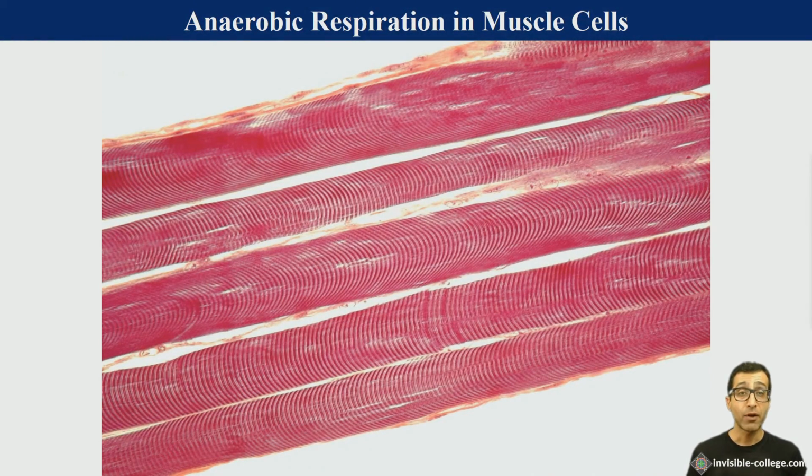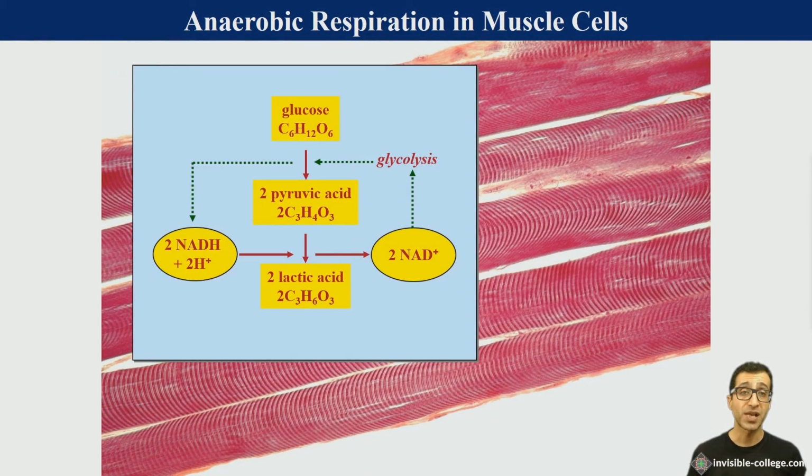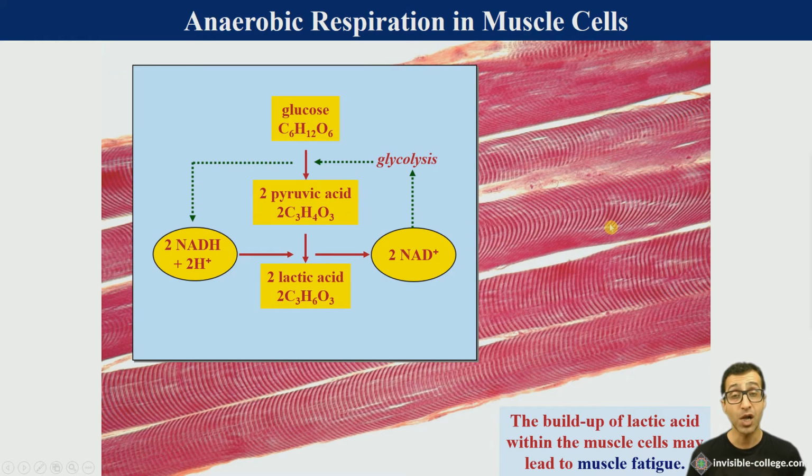So, anaerobic respiration in muscle cells, we can summarize at least the first stage of this with this diagram as we've been discussing these processes here. Now it's the buildup of lactic acid within the muscle cells which ultimately leads to muscle cramps and muscle fatigue.